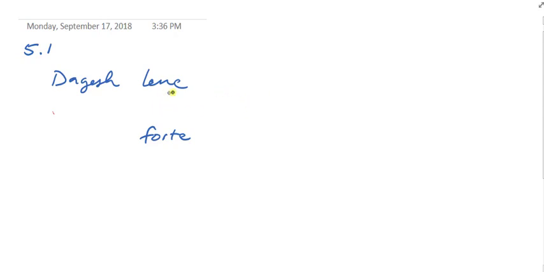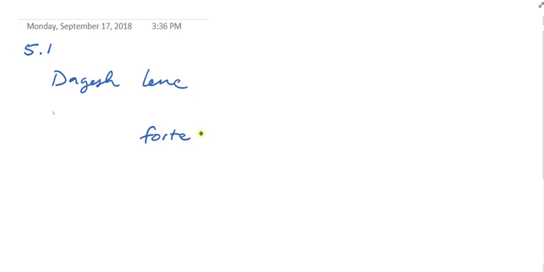The word lene, we get the word lenient from it. It's a Latin word or a Latin root. What does lene mean? Anybody know? Anybody taking any Latin? If you're lenient on somebody, you're what? You're easy on them, and that's exactly right. So a dagesh lene is one that's kind of weak. Now, forte means strong, so it's a strong dagesh.